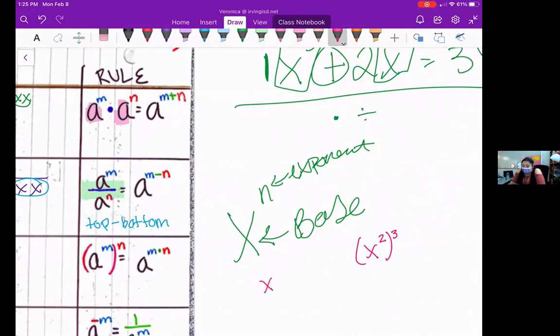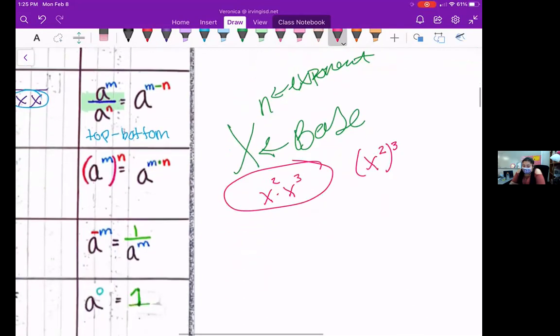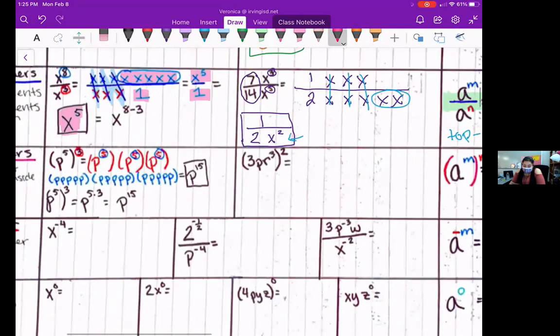Or like if I did x times x, that was my go-to example right there. And I'm like, okay, so if I have that, that means I have 1, 2, 1, 2, 3. So that's 5. That means I'm going to add. That's how I would remind myself, by the way. Okay, anyway.